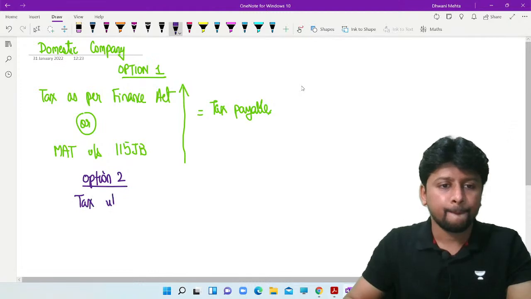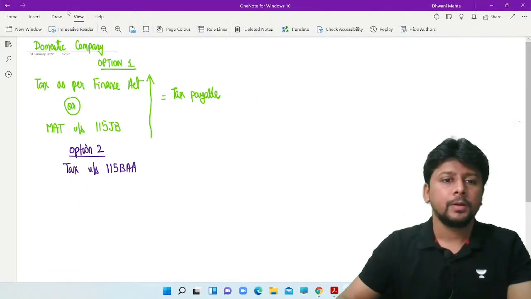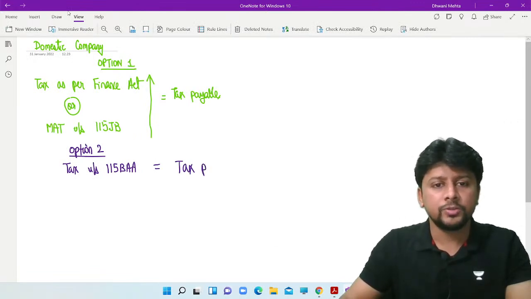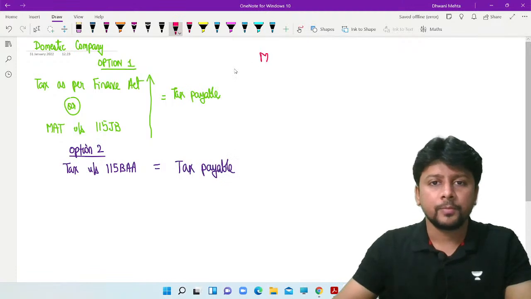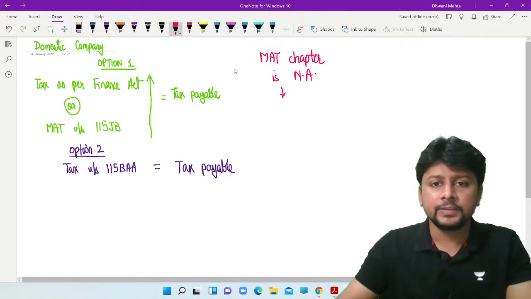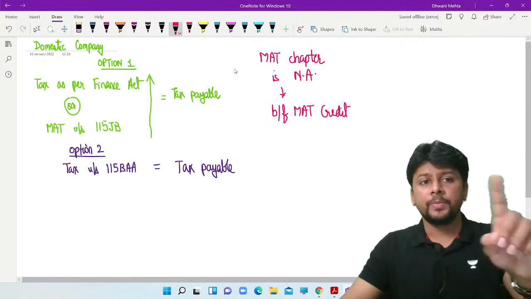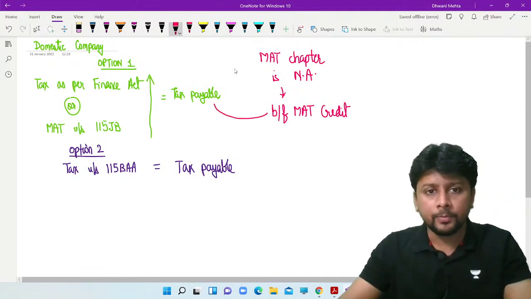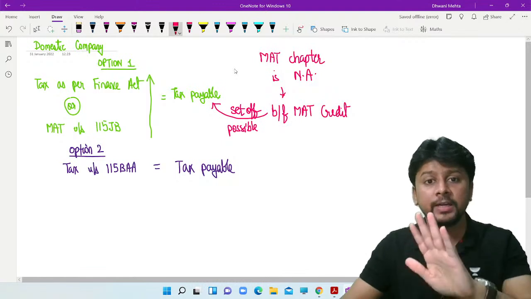Decide to pay tax under section 115BAA. But if I do that, then the chapter of MAT is not applicable, which means this is my tax payable. Now the significance of this is that if the MAT chapter is not applicable, then this domestic company may have brought forward MAT credit. If it decides to pay tax as per option 1, this MAT credit set off will be possible very easily. Of course, it will be possible as per the MAT credit section.